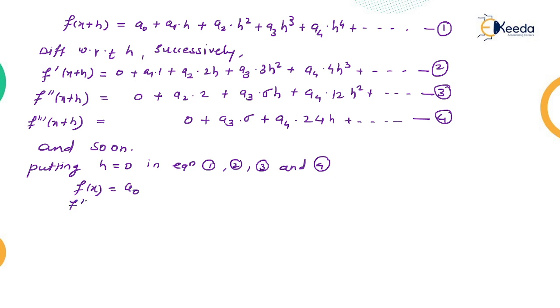Then you tell me f dash of x. Putting h equal to 0, here it is only a1. Next, f double dash of x, what will we get here?